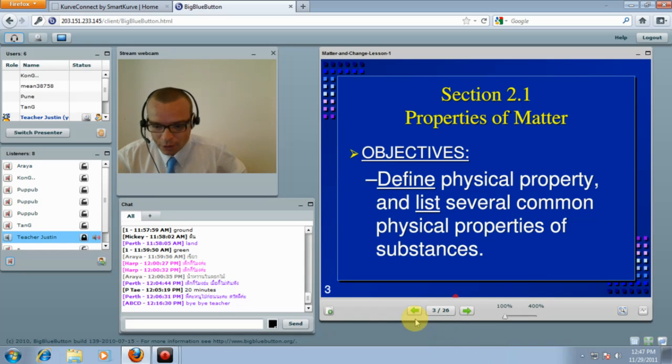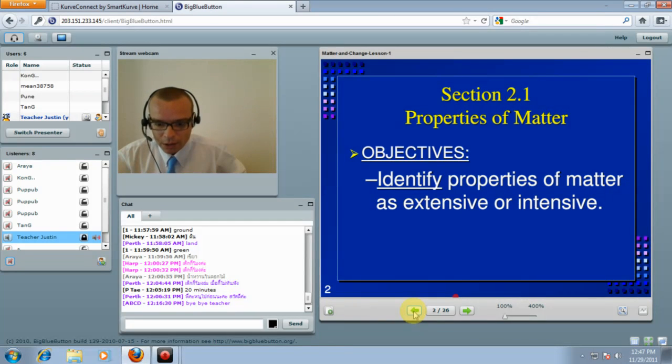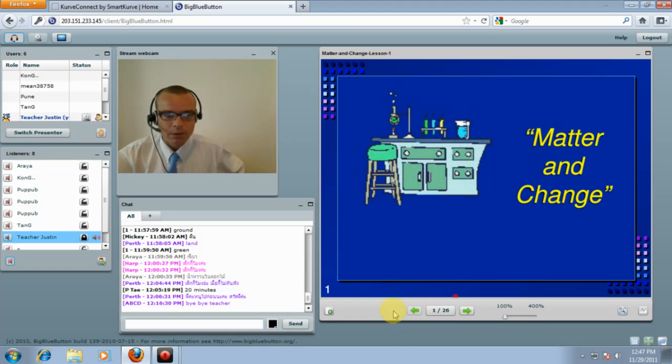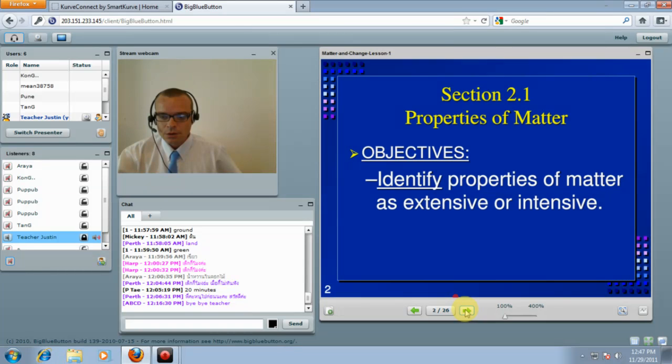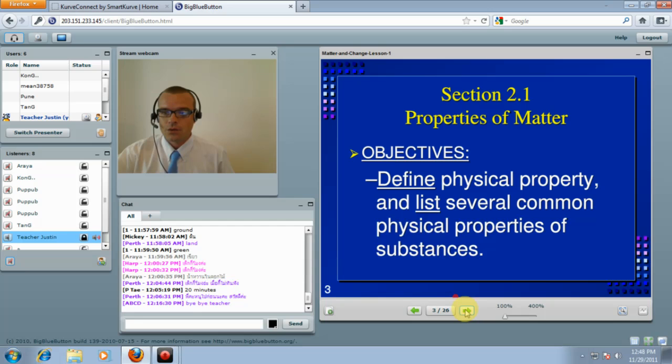Good afternoon, everybody. My name is Kieran, and today we're going to be learning about matter and change. Our objectives for the day are to identify the properties of matter as extensive or intensive, and also to define physical property and to list several common physical properties of substances.